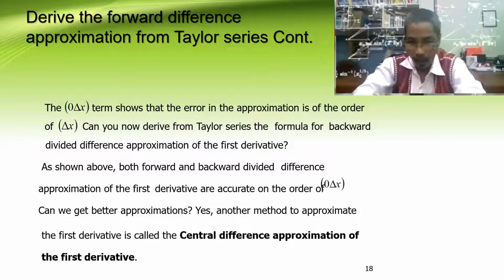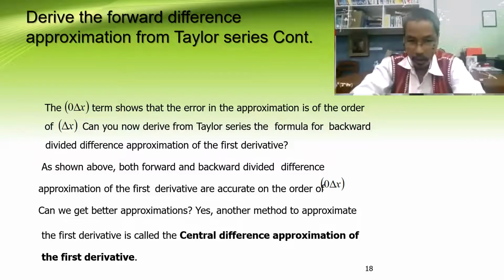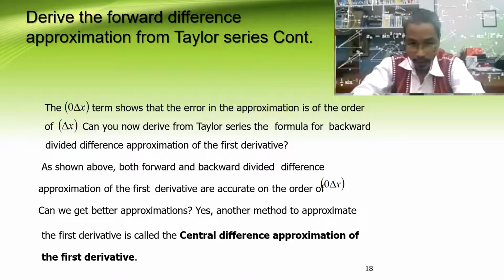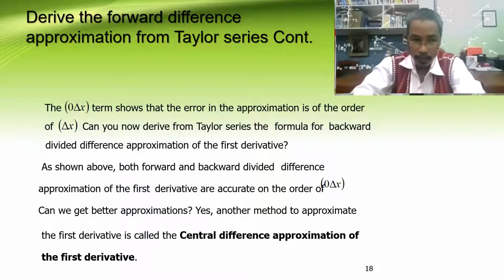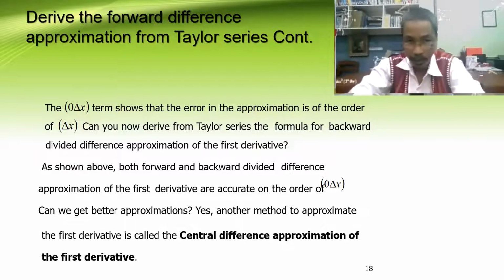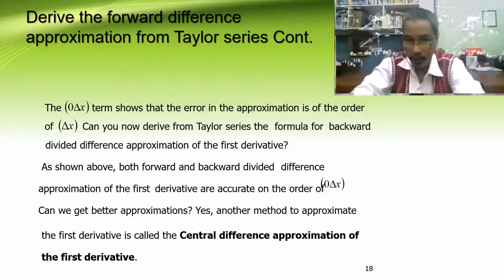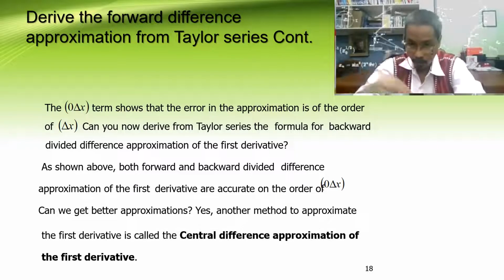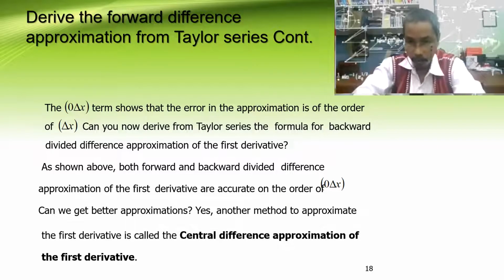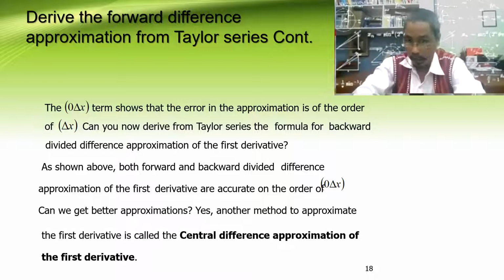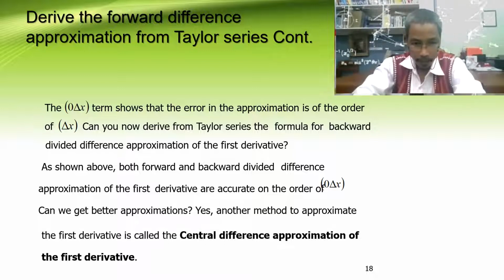Again, for this video, your exercise is to derive the Taylor series formula for the backward difference approximation method for the first derivative, just like we derived the forward difference method. Use your ballpen and paper to derive the backward divided difference method starting from the Taylor series.